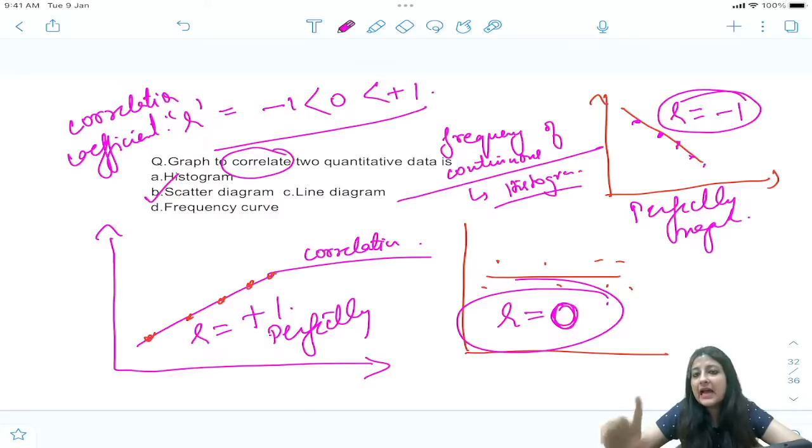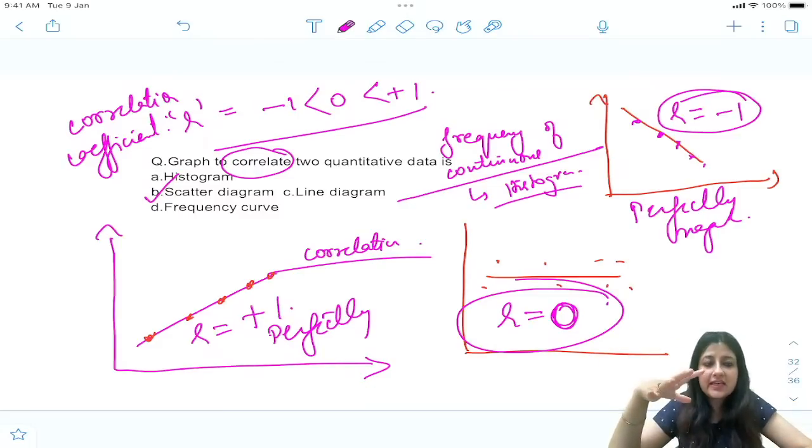What is the value of R for relative risk when there is no association? Just a quick revision, anybody. When I talk about relative risk, what is the value of relative risk when I say there is no association? Is it 0 or is it something else?